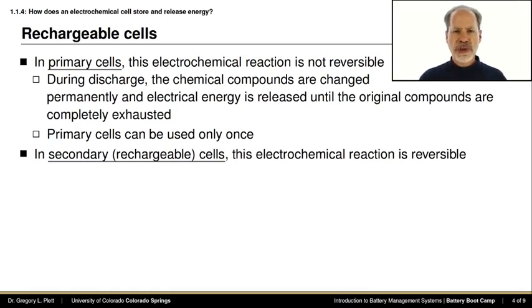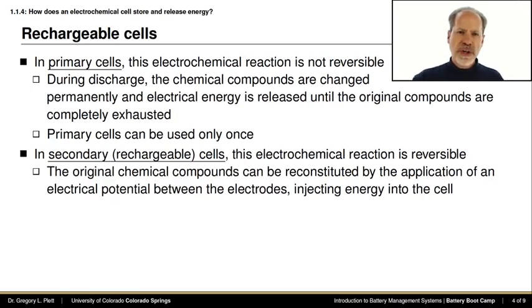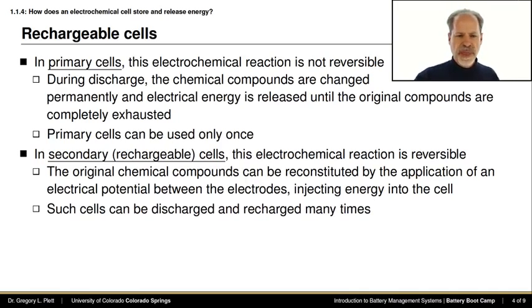Secondary or rechargeable battery cells, on the other hand, are special in the sense that their chemical reaction has been designed or chosen in such a way that it is completely reversible. The original chemical compounds that changed when we discharge the battery cells can actually be reconstituted in their original form by the application of an external potential between the electrodes that injects energy into the cell.